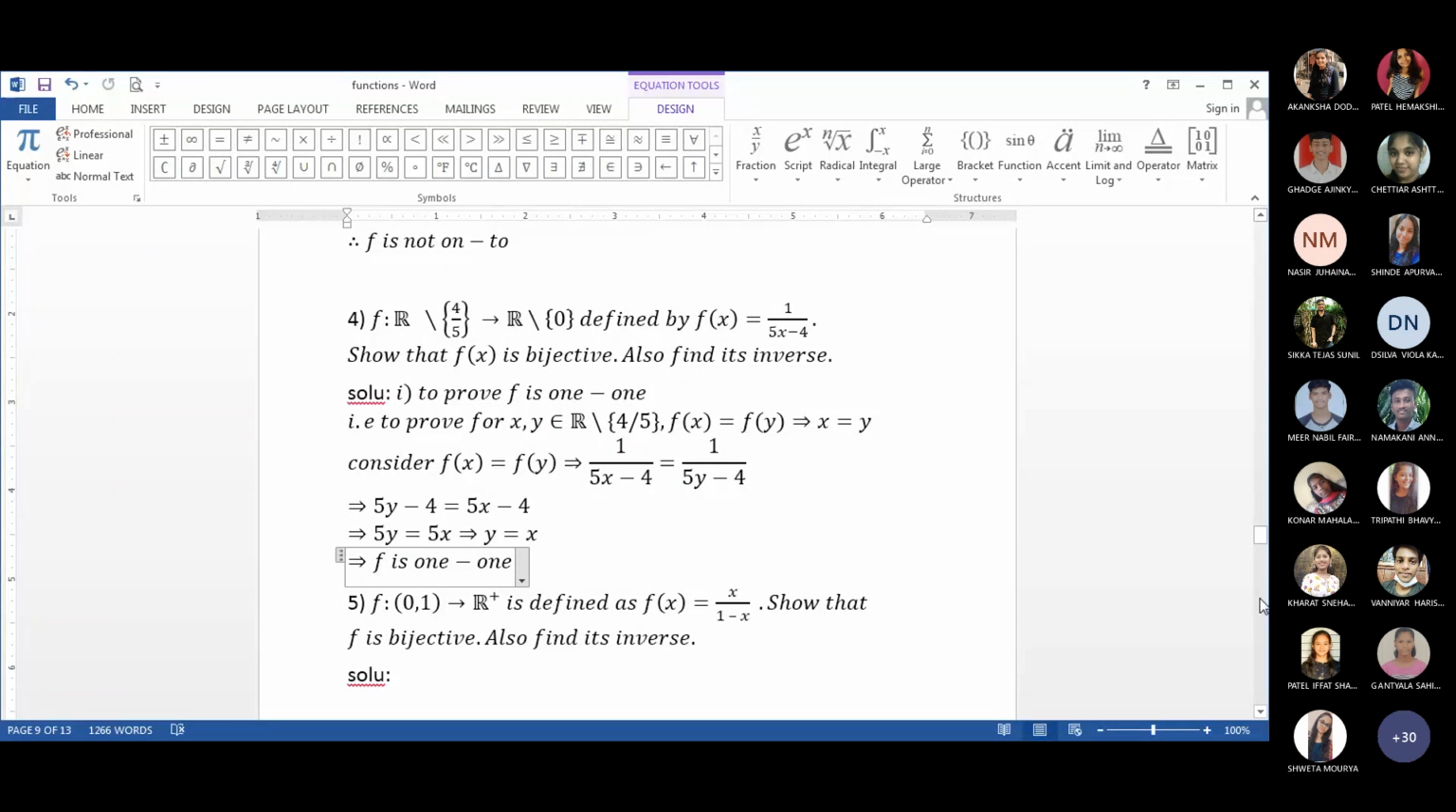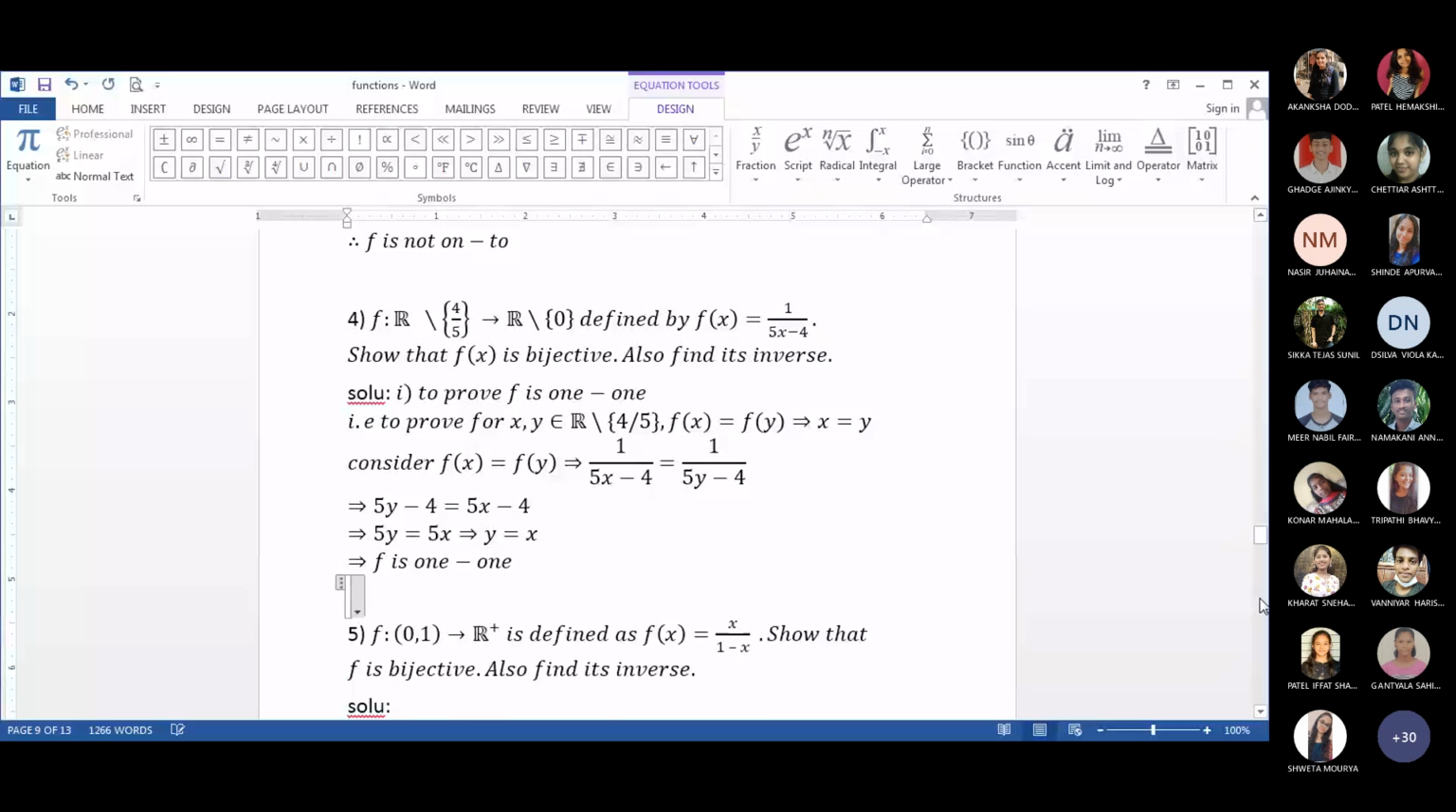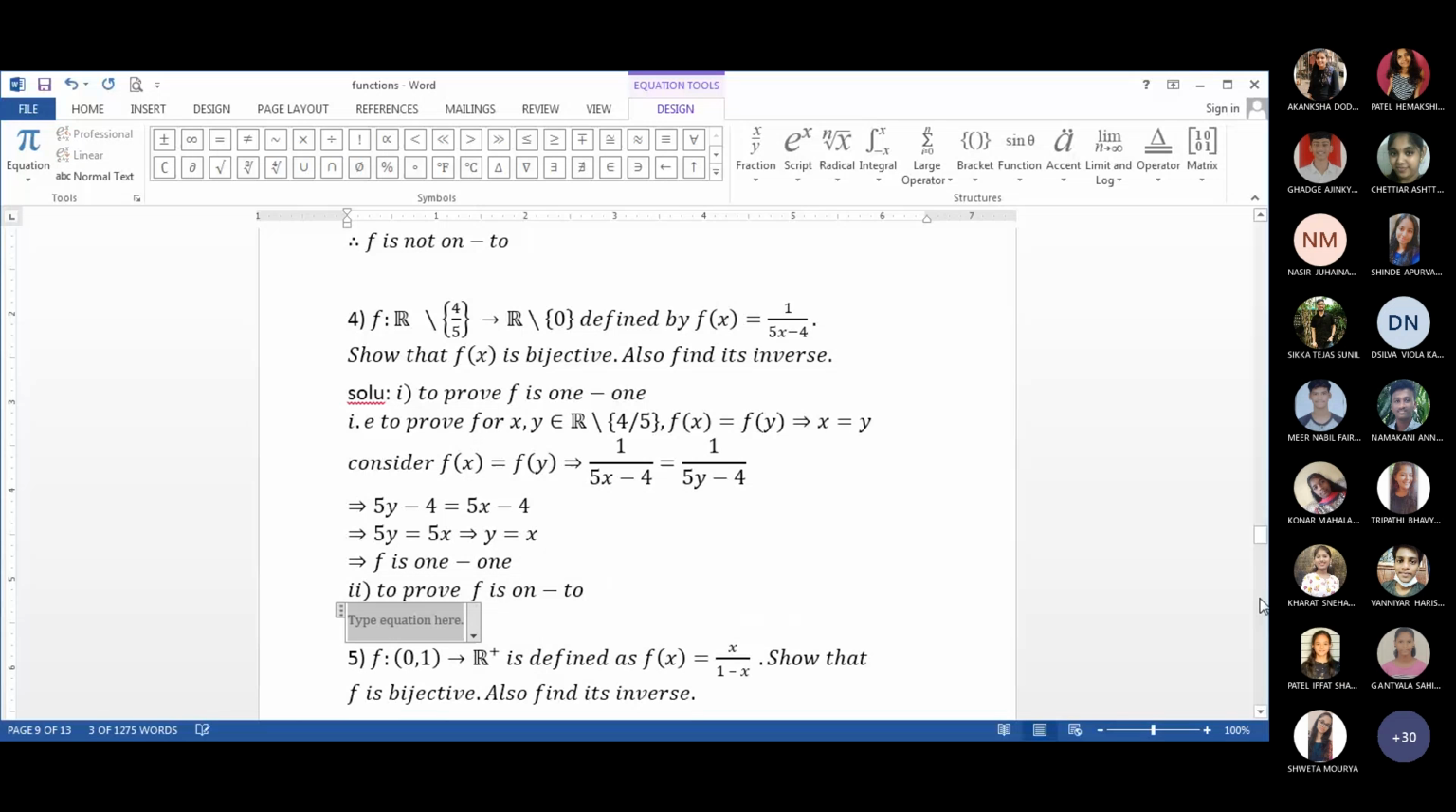Is this part fine? Yes, sir. So the function is proved 1 to 1. What is the second step? To prove f is onto.